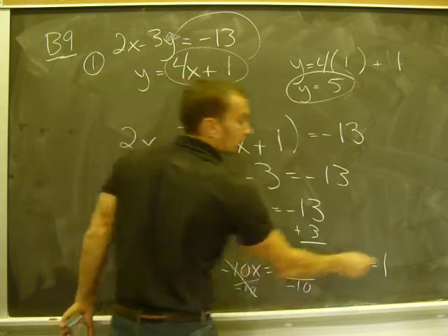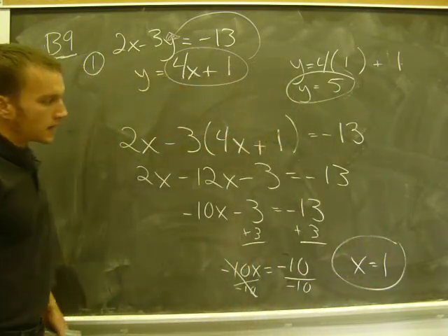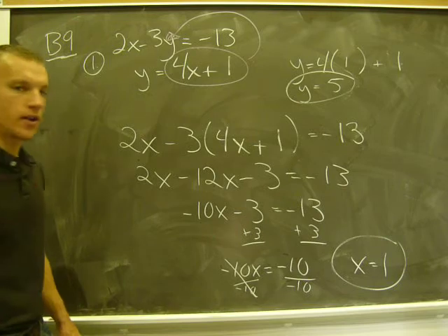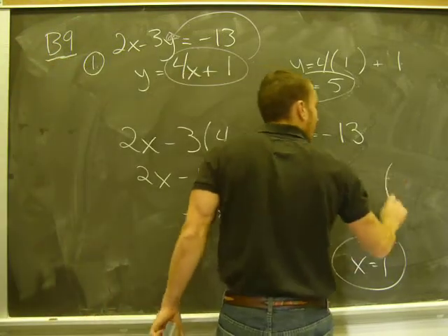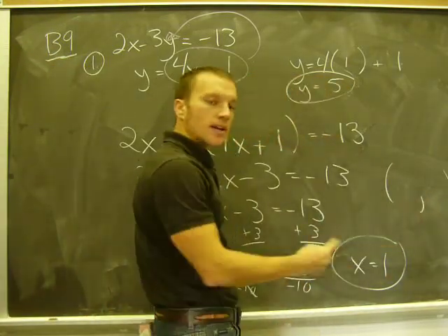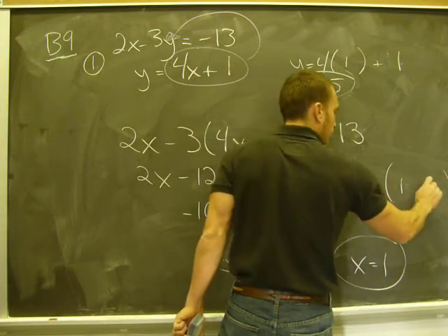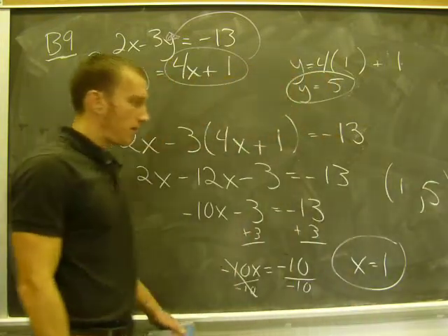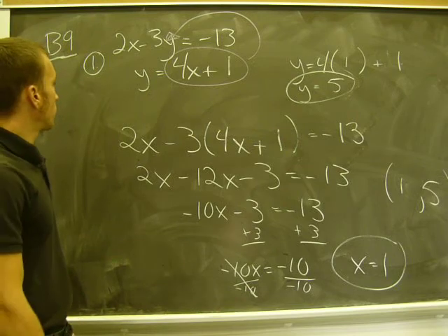There's y. There's x, and that's my solution. x equals 1, y equals 5. You can also write these solutions as an ordered pair, x comma y, which in this case would be 1 comma 5. Okay, so that's number 1.